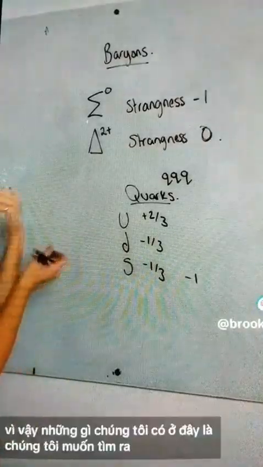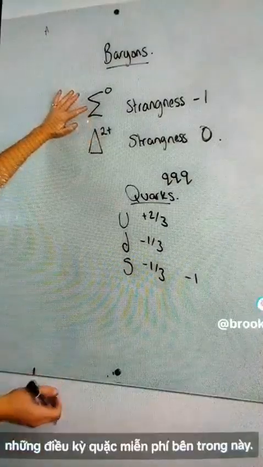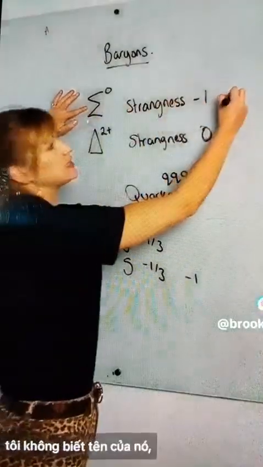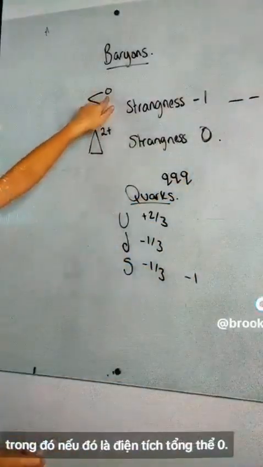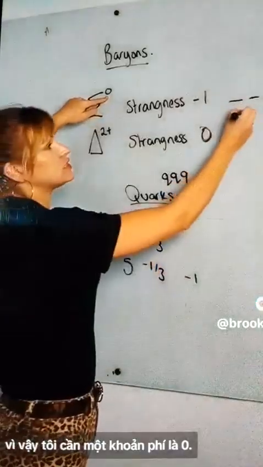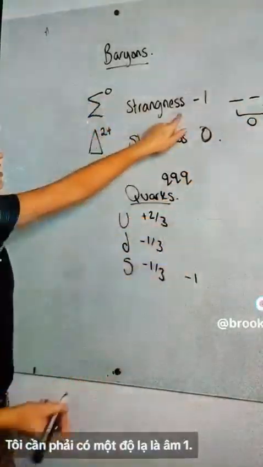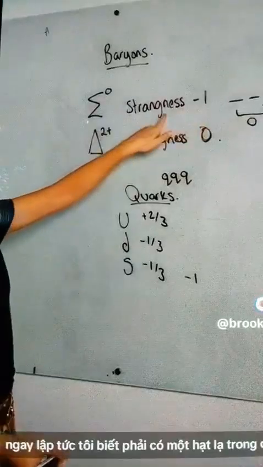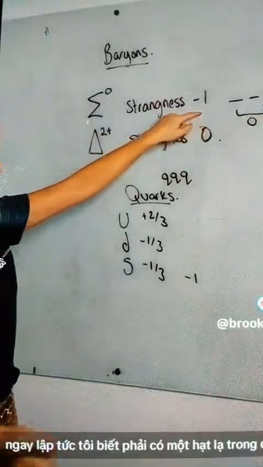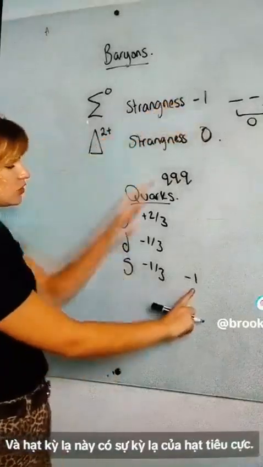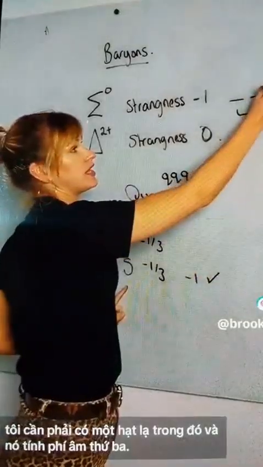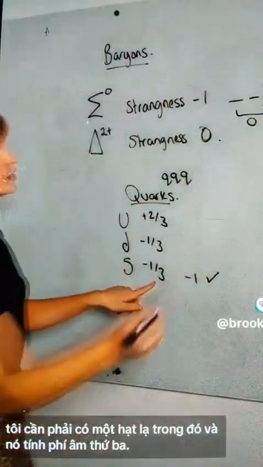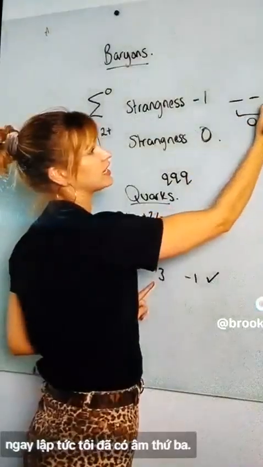So what we've got here is we want to figure out what 3 quarks are inside this. Again, I don't know its name, but it doesn't matter. Just trying to figure out what quarks are in it. If its overall charge is 0, okay? So I need a charge of 0. I need to have a strangeness of -1. So straight away I know there has to be a strange particle in there. And the strange particle has the strangeness of -1, so that works. So I need to have a strange particle in there, and its charge is -1/3. So straight away I already have -1/3.